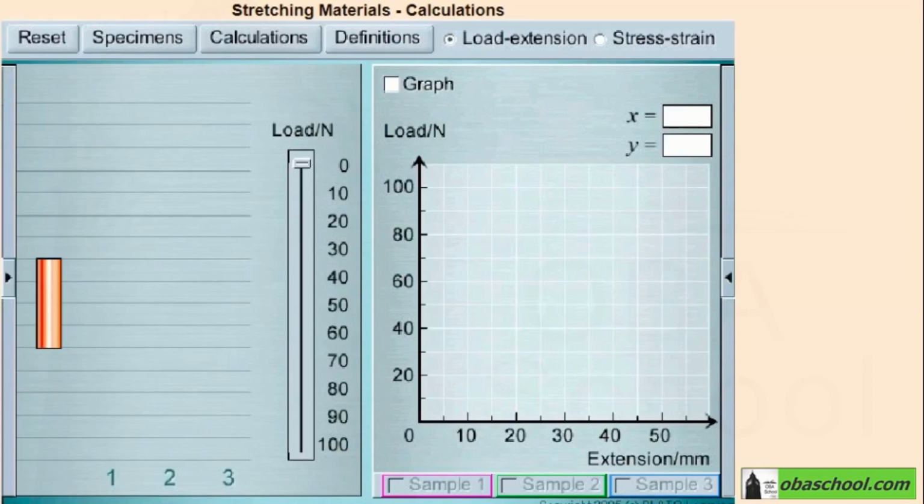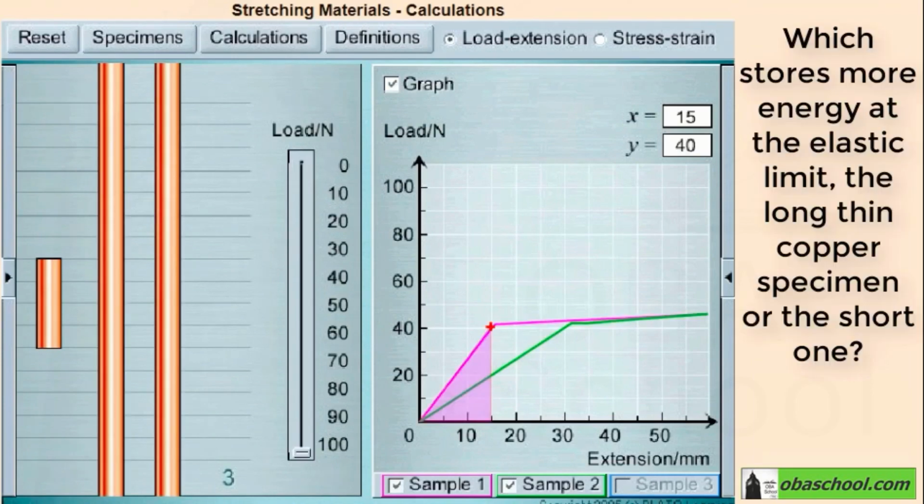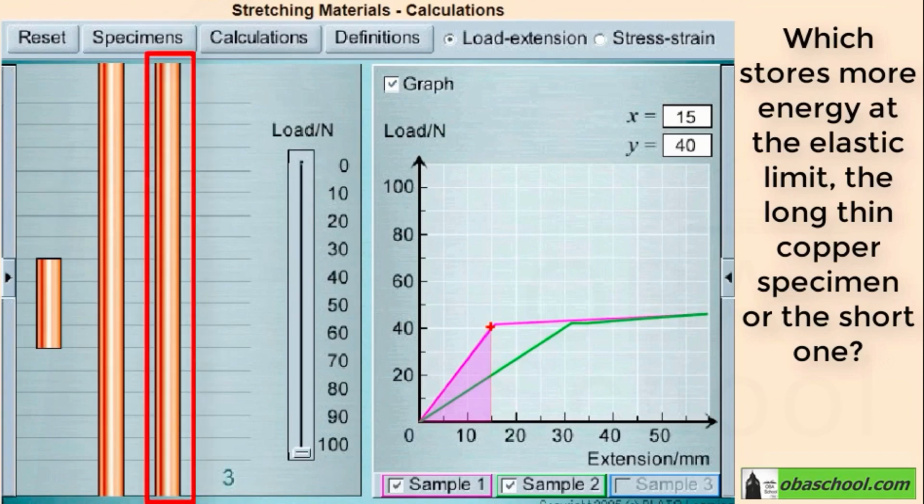Everyone! In this video, we're going to further practice calculations of strain energy. Which stores more energy at the elastic limit, the long thin copper specimen or the short one?